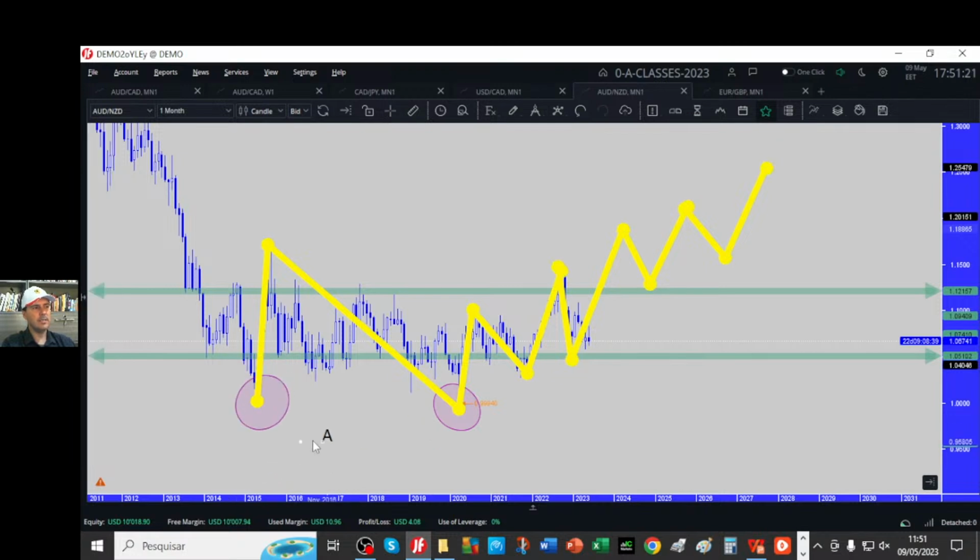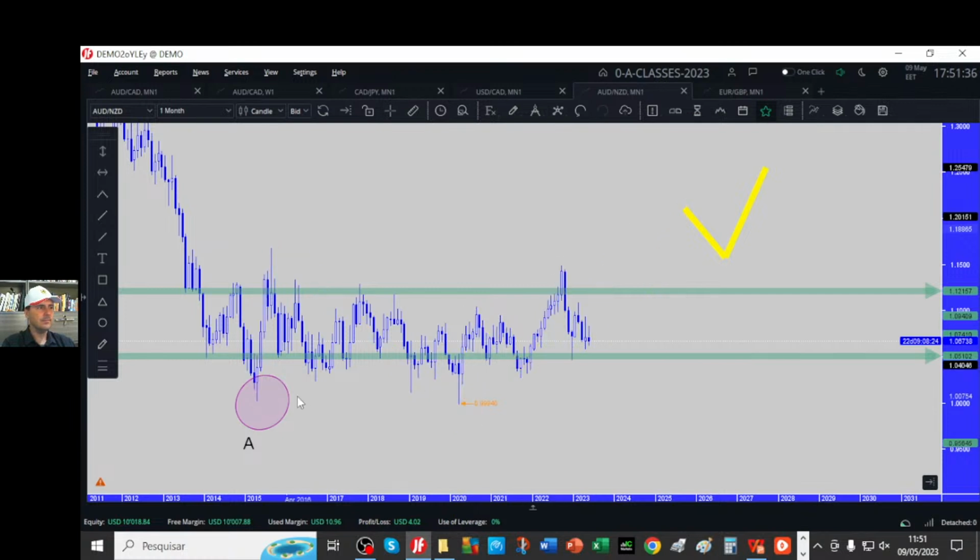So this A applies to 3 rules out of 4. This low applies to 1 rule out of 4. Easier maybe to understand? And this is where you start your Fibonacci. Make sense, everybody?